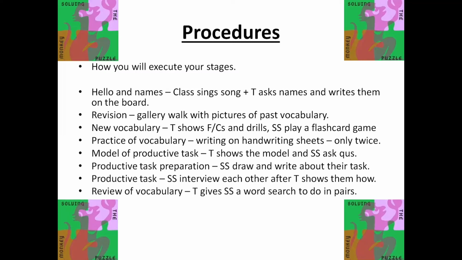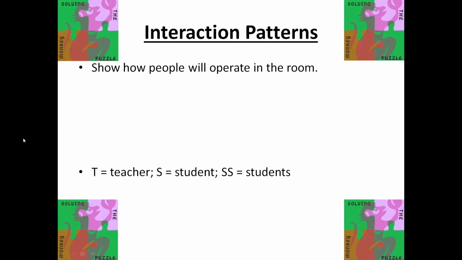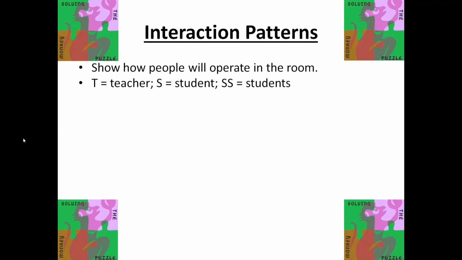So here's the procedure and just like some general notation. And this takes no time at all to write down. And you can see that there's this sort of logical sequence. One thing progresses to another. Then you have your interaction patterns. So have a look at some interaction patterns. They basically just show how people operate in the room, and it can take a form that's very simple. For me, it's just T equals teacher, S equals student, and SS equals students together in a group.